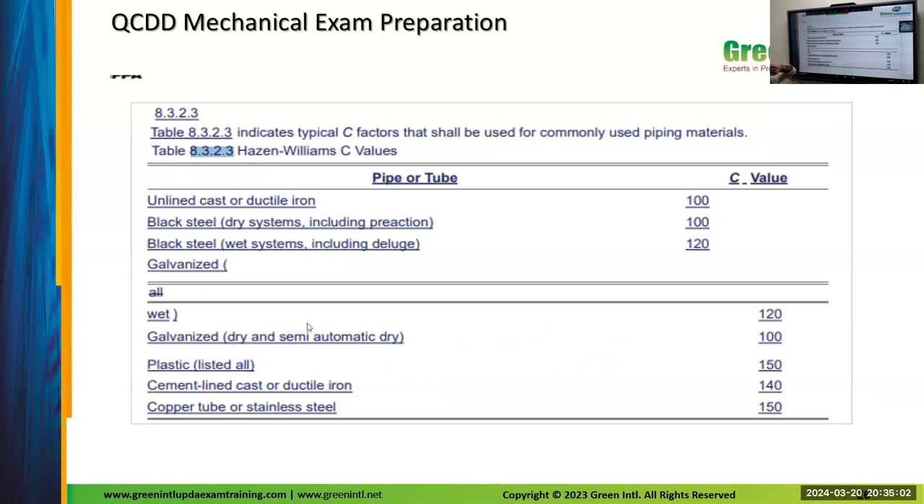So indicate the typical C factors that shall be used for materials. This is for the pipelines. Unlined cast or ductile pipe, the value of C is 100. And black steel pipe, it is 100. Wet pipes, it is 120. So each pipe will have this, and each fitting will have a separate C value.